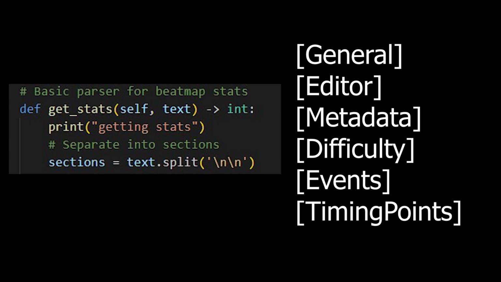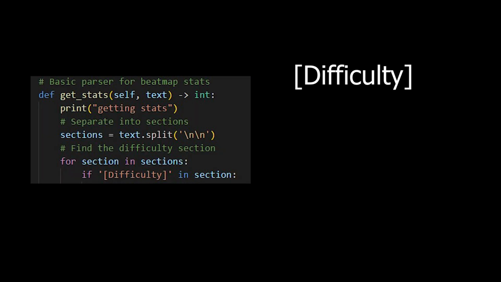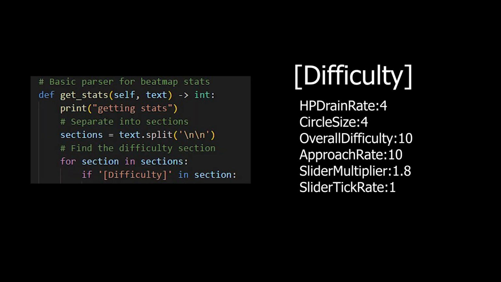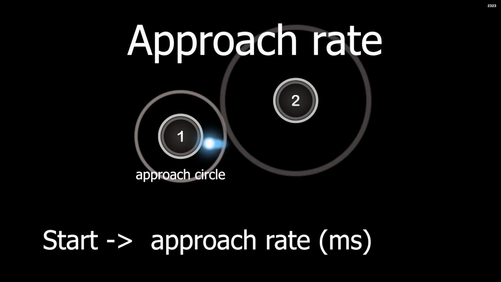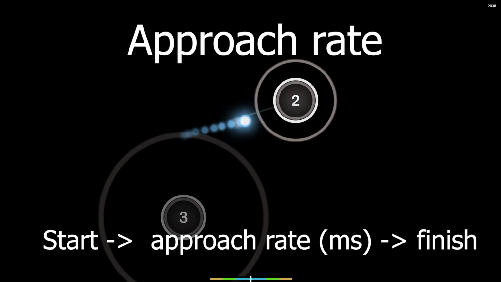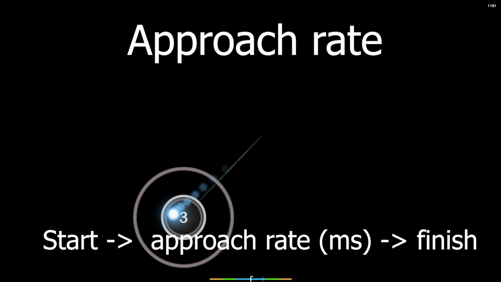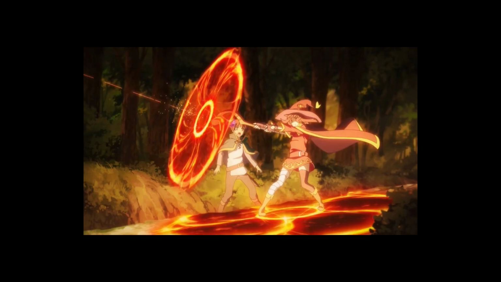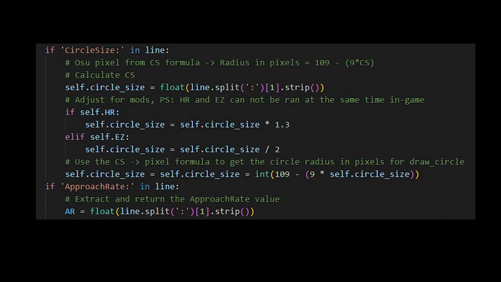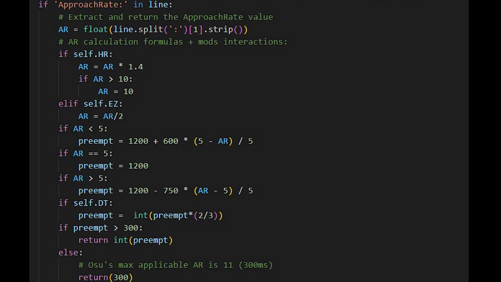So first I'm going to split the map data into the different sections that it has, and then I'm going to look for the difficulty section where we're going to get a lot of important information. The two main values that we need are the circle size and the approach rate. The circle size determines how big the circle is going to be, and the approach rate shows how much time it takes from the moment that the circle appears on the screen to the moment where you have to press on it and until it disappears. So we're going to use that to figure out when to delete the circle from the screen. I then wrote some formulas to transform the circle size into actual pixels and to transform the AR into milliseconds so we can figure out the timing.